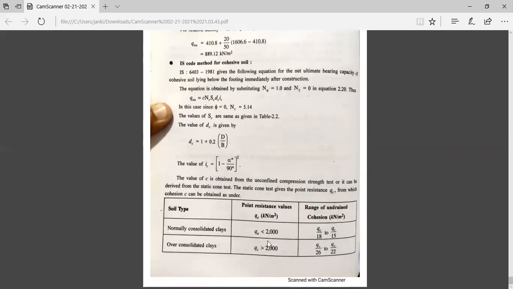So, depending on the soil type, the point resistance value, which is qc in kN per meter square, and the range of undrained cohesion both differ for the different types of soil.